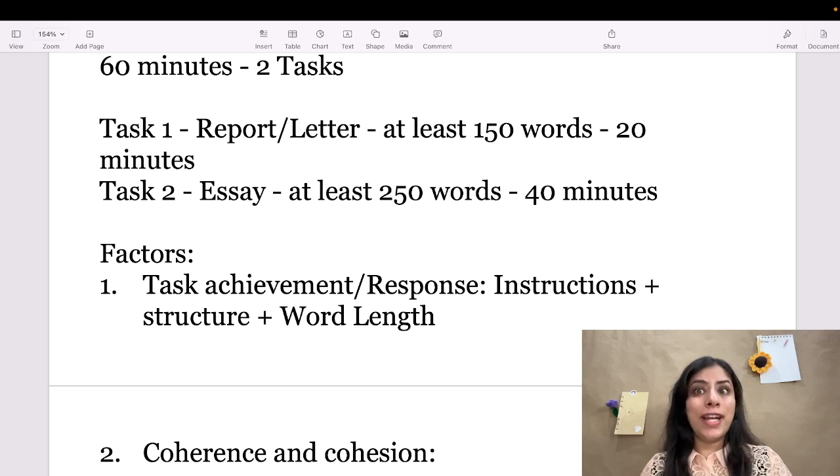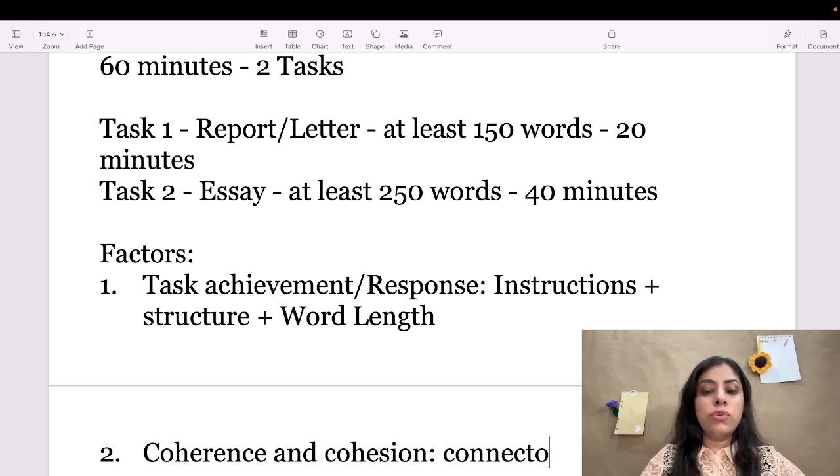They should be well connected. So here you have to use certain connectors, you have to use certain linkers, and even you can use some conjunctions to join two sentences. So this brings out the connection in between your sentences. I'll give you some examples.